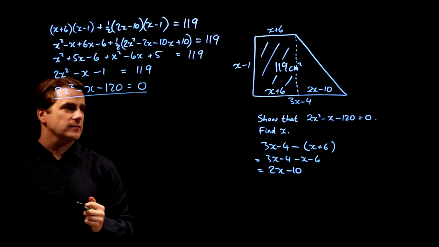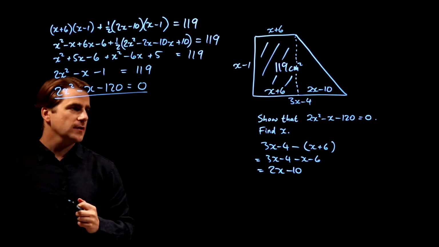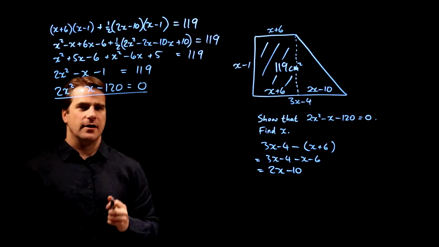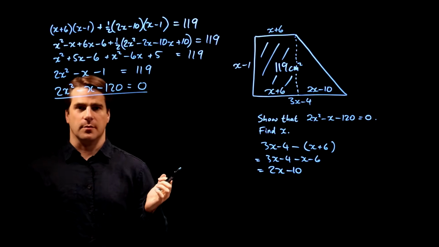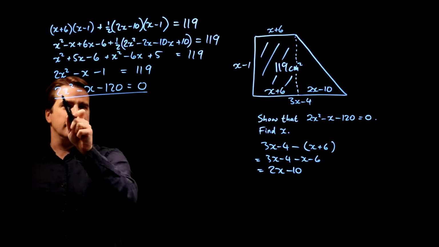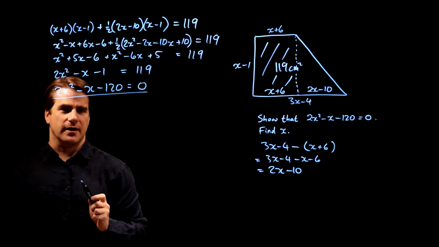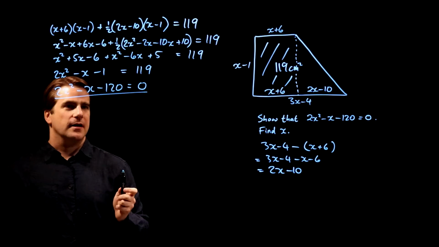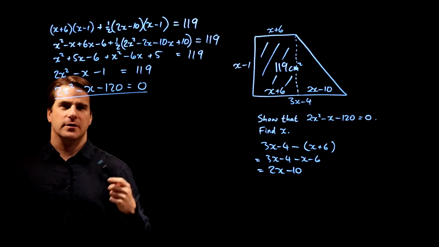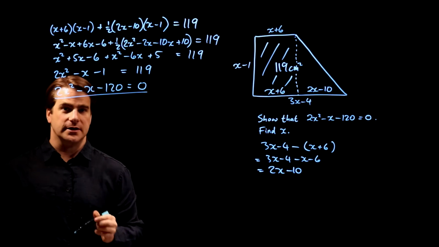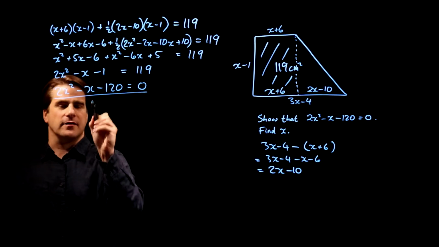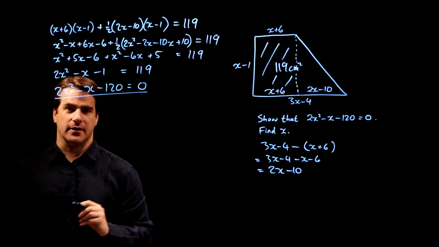Okay, great. So we've done the first part. Now we have to find x. Now in the question paper, it didn't say find x, give your answer to one decimal place or something like that. It just said find x, which hints that this can be factorized nicely. If it said something like find x to one decimal place, it would suggest that we'd have to use the quadratic formula. So I suspect we can factorize this. Let's give it a go.